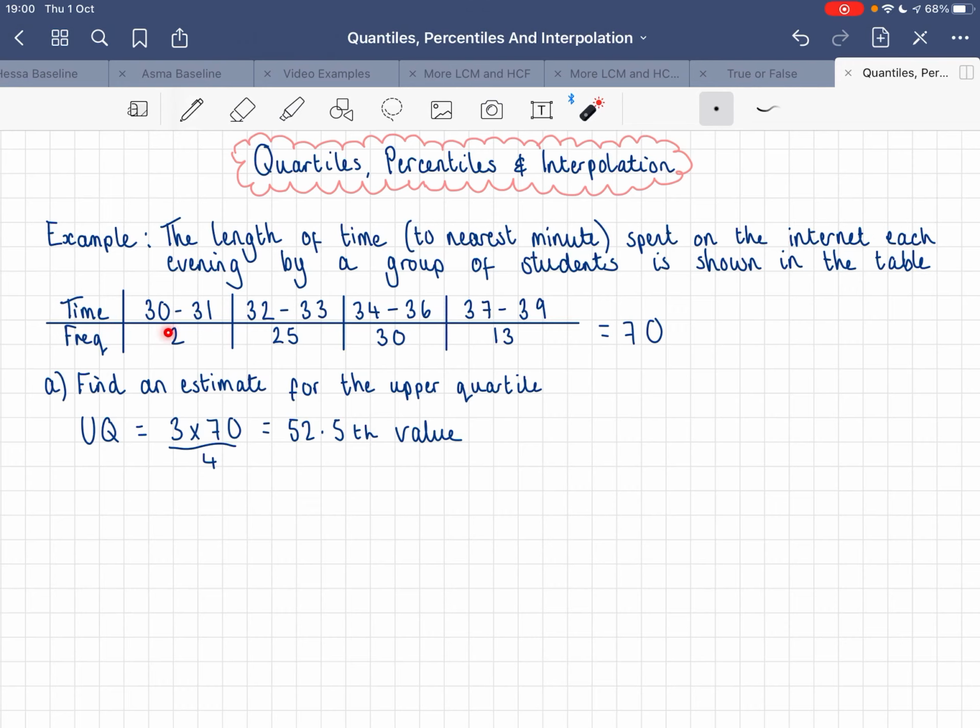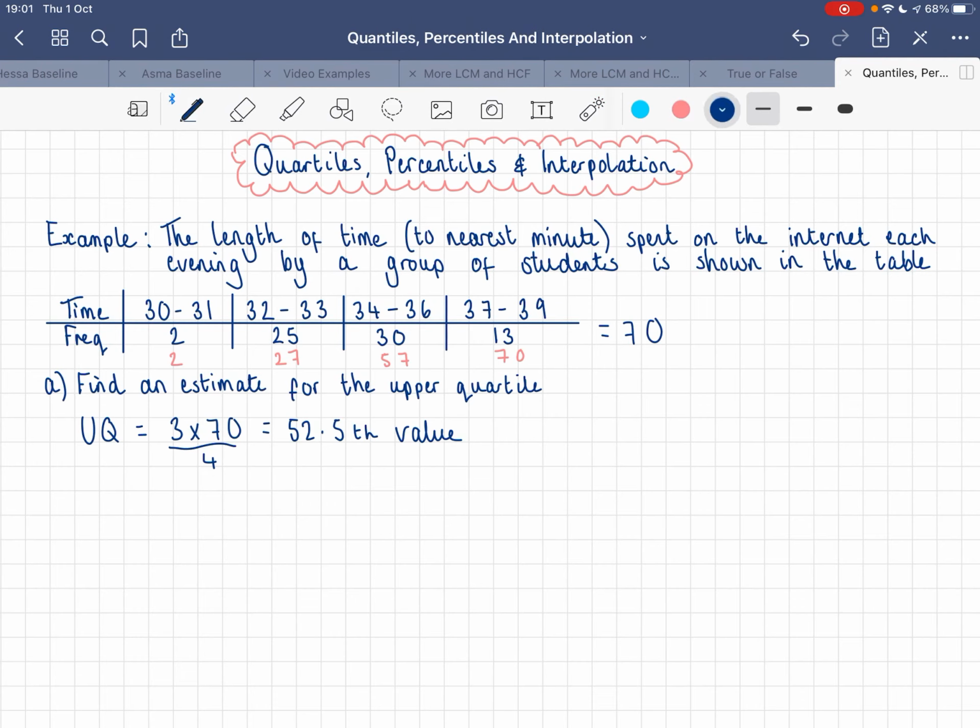Because we've got the first two people in here. If we do a bit of cumulative frequency in our head, you would get up to 27 by adding on the next frequency, and then we would get up to 57 by adding on the next one. It might help to do the cumulative frequency underneath. So that'd be 27, that would be 57, and then that would be 70. Cumulative frequency will definitely help identify where the 52.5 value would actually be. So it would be in this interval.